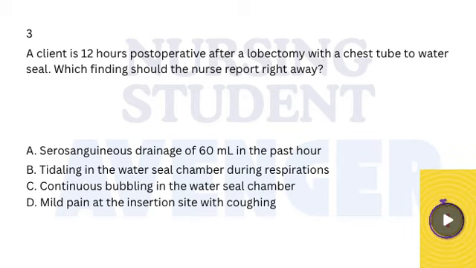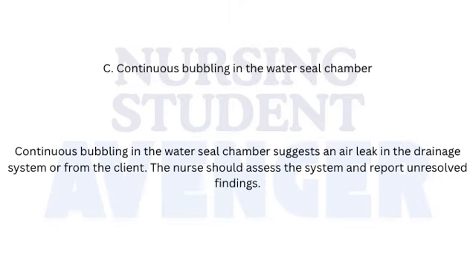So this is very key to understand, chest tubes. So let's look at the answer. Letter C, continuous bubbling in a water seal chamber. That continuous bubbling in the water seal chamber suggests there is an air leak in the drainage system, or worst case scenario, from the patient. The nurse should assess the system and report unresolved findings.